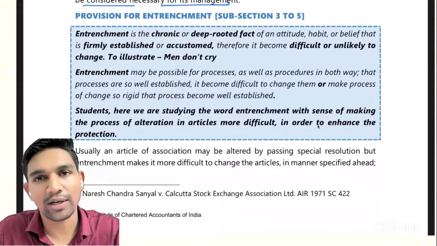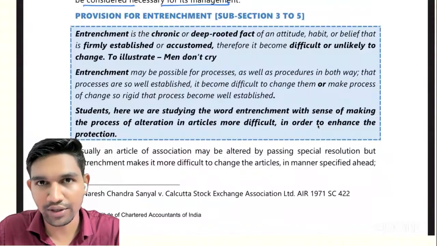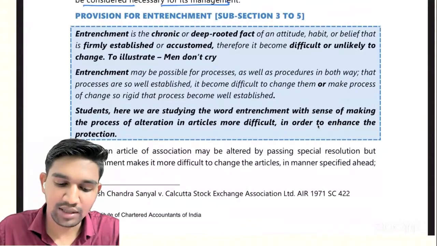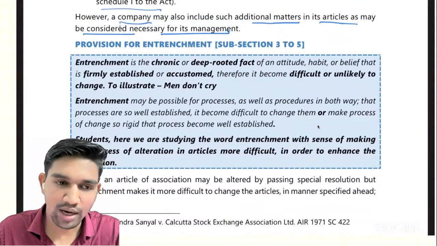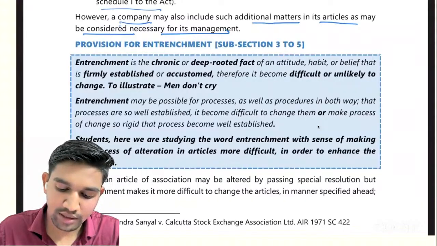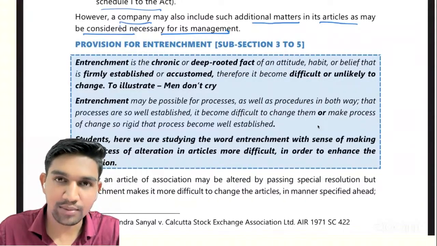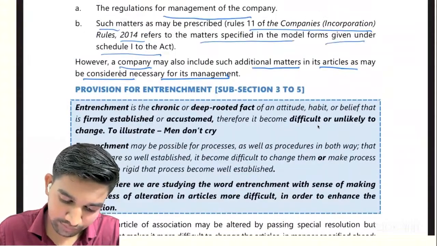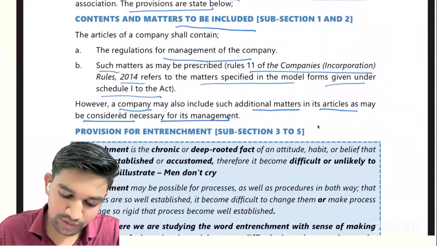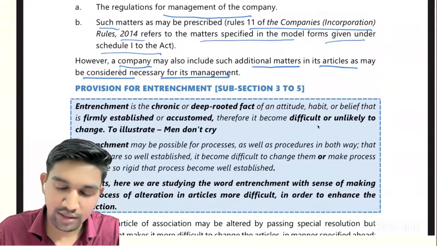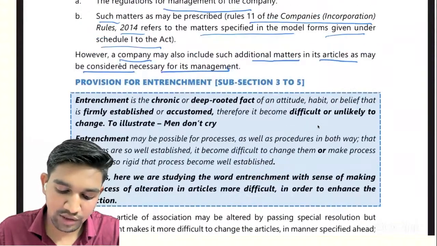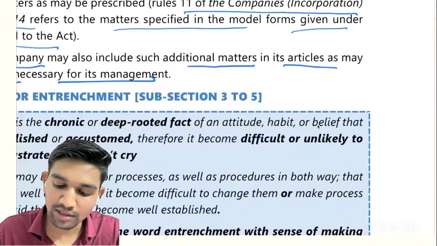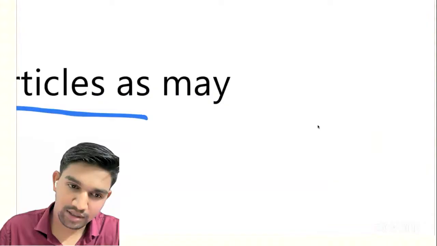So basically, the Articles of Association contain internal rules and regulations, which help to regulate the management of the company. It also includes such matters as may be prescribed in Rule 11, where we have the Schedule 1 of the Companies Act 2013, which has tables for AOA for different companies, which you can see over here.